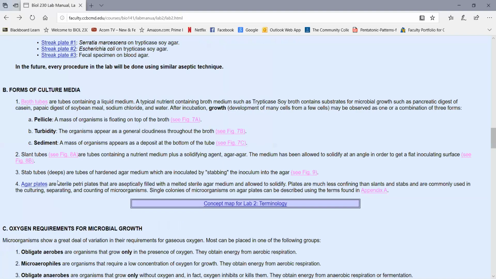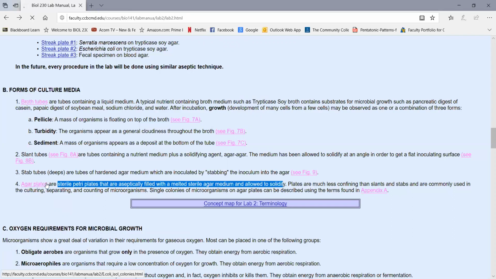And finally, the fourth form of culture medium is the agar plate. These are sterile Petri plates that are aseptically filled with a melted sterile agar medium and then allowed to solidify. This gives us a nice wide surface on which to grow and separate microorganisms. Most of the time when we're streaking an agar plate or Petri plate, we're doing what's called streaking for isolation. We're trying to get single isolated colonies of the bacteria somewhere on that plate.